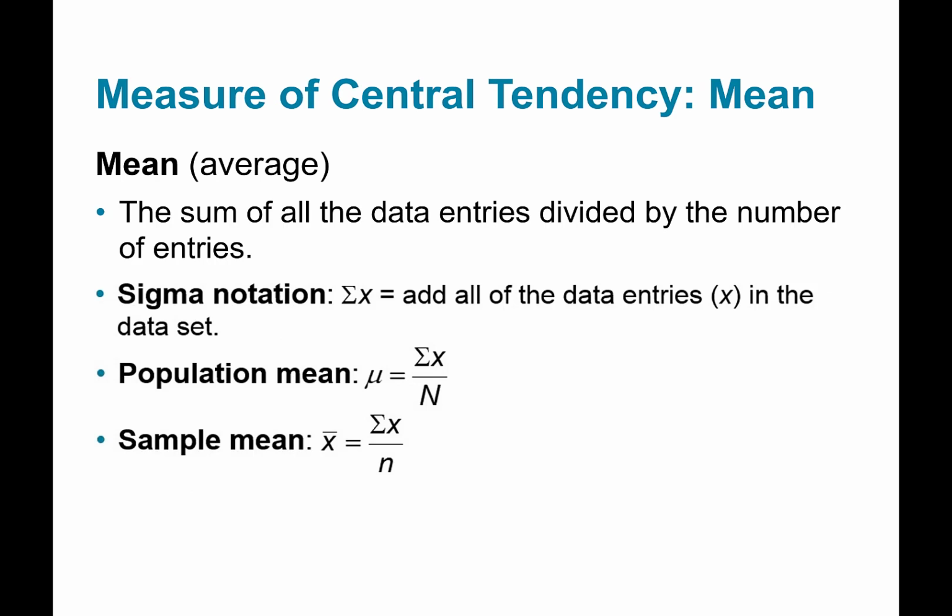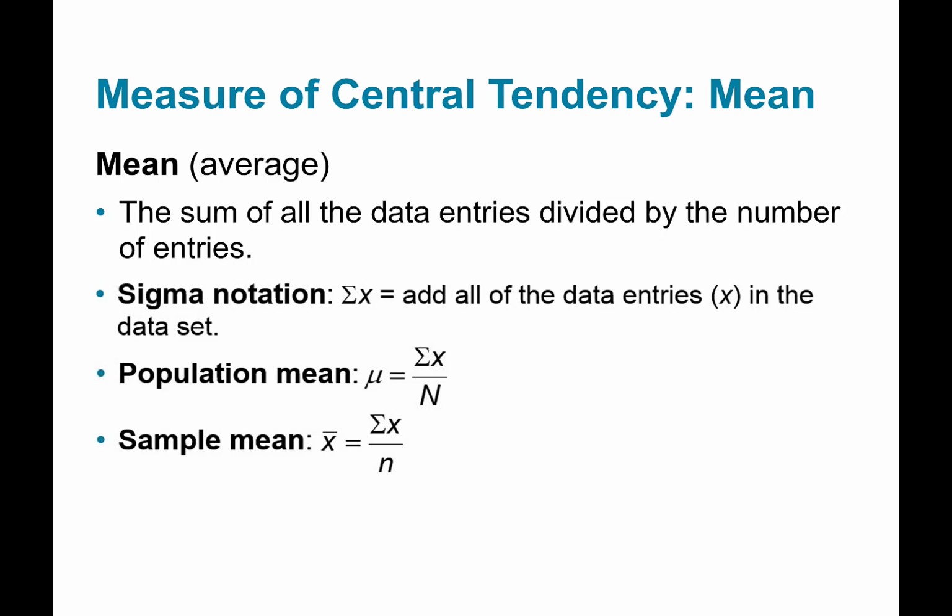So let's start off with the mean. The mean, you've probably also heard this called the average. Now, typically we don't use the word average in statistics for the mean, just because really all three of these can be considered an average in their own sort. To calculate the mean, it's the sum of all the data entries divided by the number of total entries.